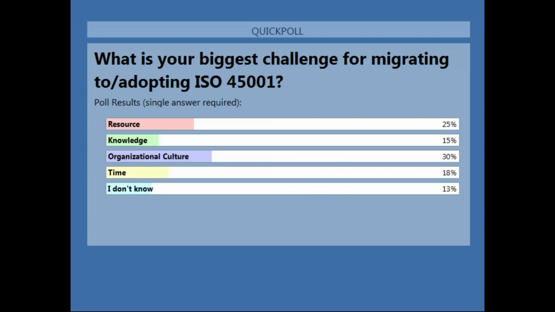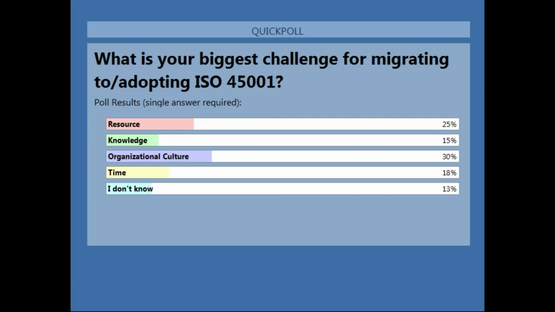Thanks everyone for taking part in that. Just feeding back the results there. So quite evenly spread. However, it seems like the strongest challenge within the group is organisational culture. But then coming close behind, we've got resource. And then after that, time and knowledge seems to be slightly less. And then about 13% still not sure. So thanks for providing that insight. And now I'll pass back to Andy to continue on with the rest of the presentation.